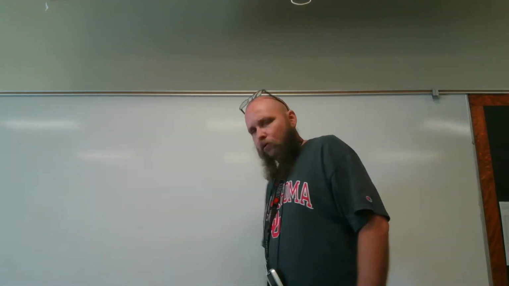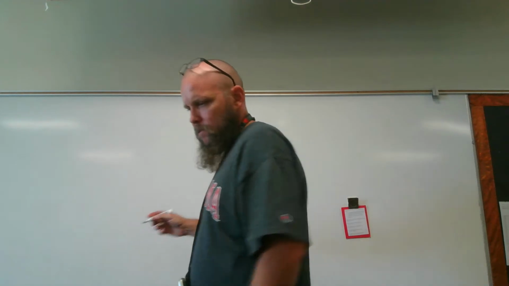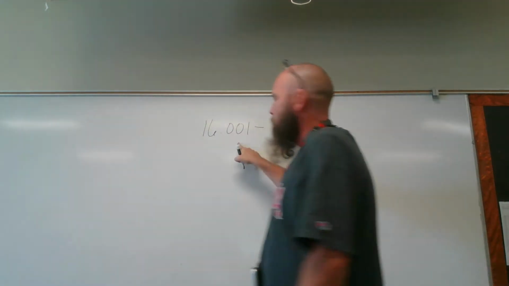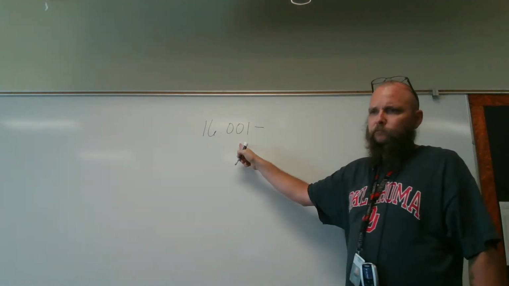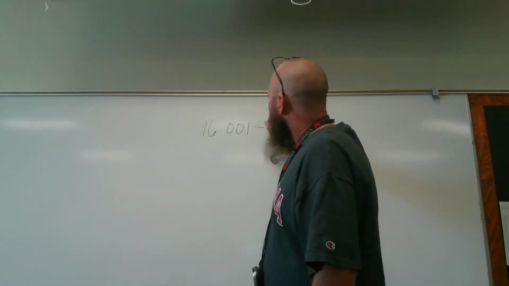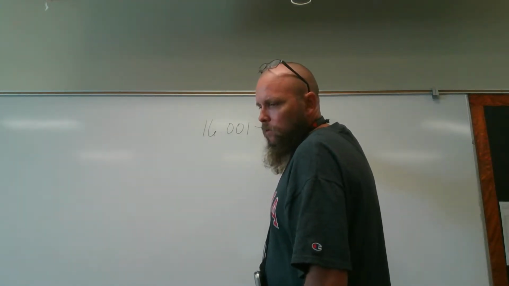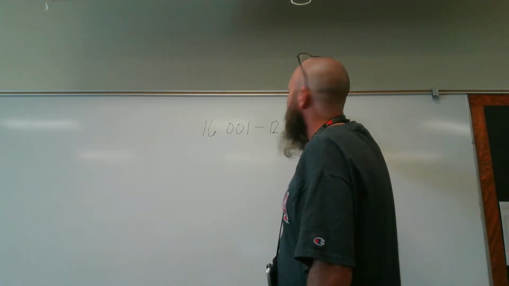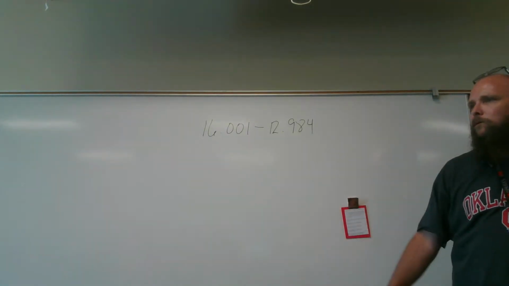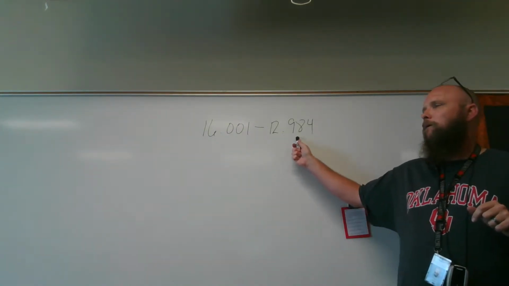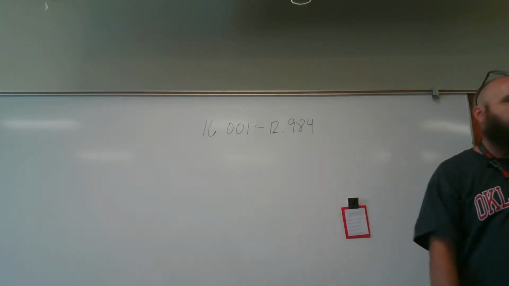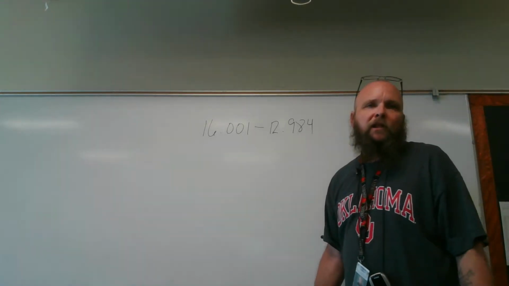So let's look at problem 6. 16 and 1,000ths, how do you say this? 16 and 1,000ths. And we're subtracting 12 and, how do you say that, Ricky? 984,000ths. That's good. We have to line up our place values.